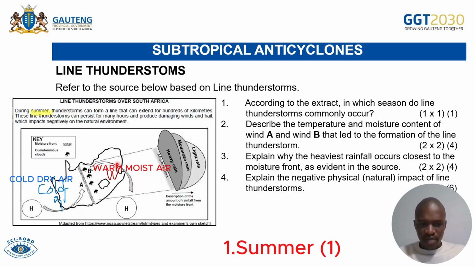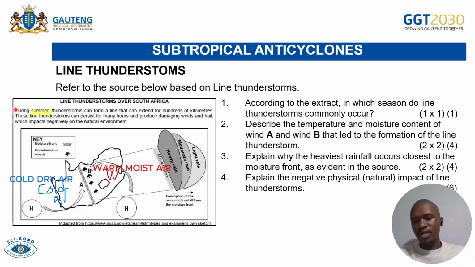You can see that these winds are converging towards the interior. See, they are going towards the interior. They are converging at this point, which means there is a low pressure over the land in this season, summer. But the question is even telling you, according to the extract, which means you are supposed to go here and read. It says the first sentence is during summer, right? So let's not play games. Number one, the answer is summer.